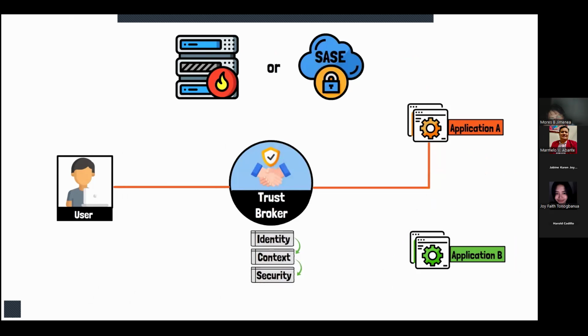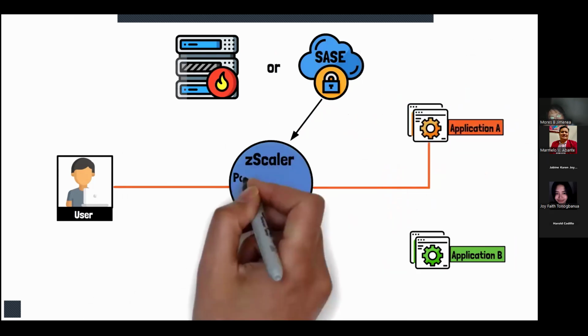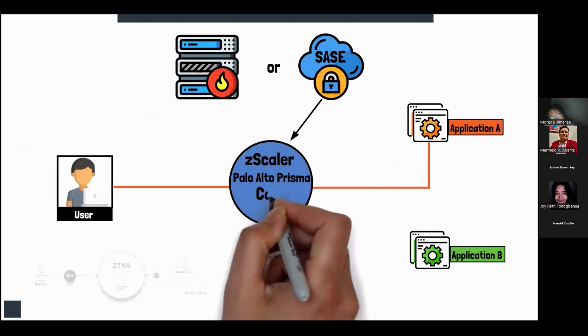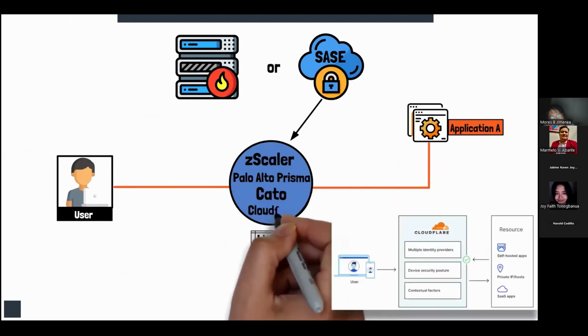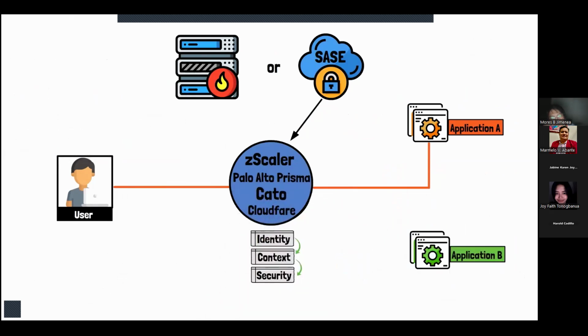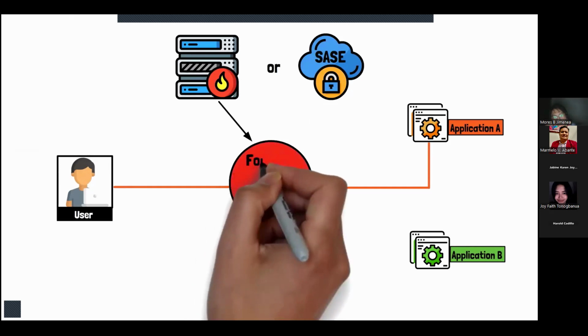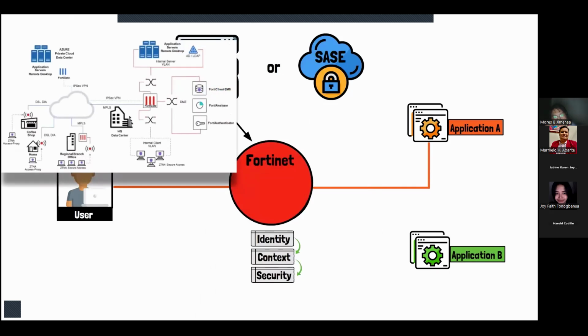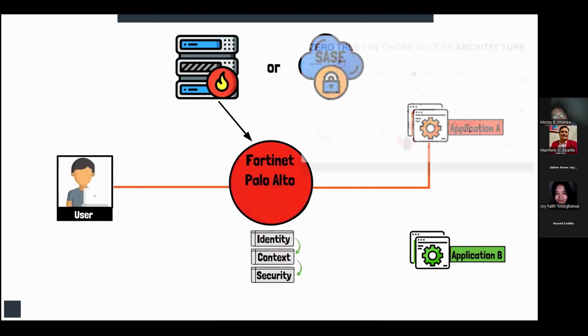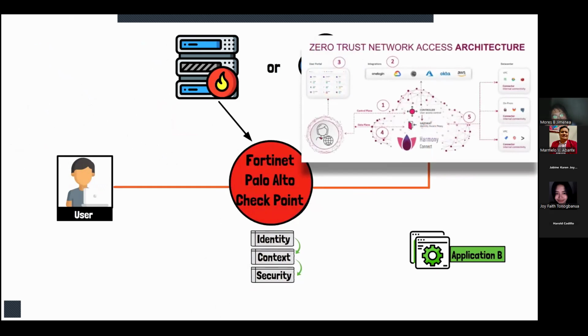If your application and resources are accessed through SASE or SSE, the Trust Broker is the cloud provider itself. Examples of these would include Zscaler, Palo Alto Prisma Access, Cato Networks, and Cloudflare, to name a few. If your application and services are hosted on-premise, for example, in the data center or an HQ location, the Trust Broker could be a network equipment like a firewall. Examples of these would include Fortinet, Palo Alto, Checkpoint, and of course many others.